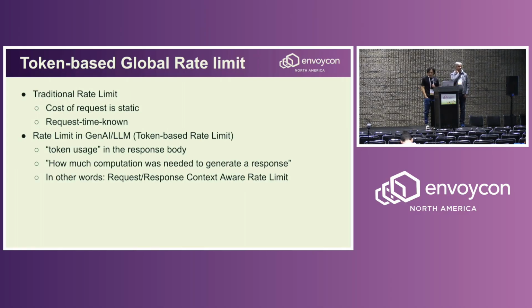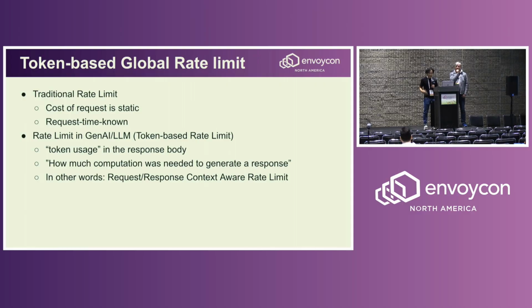So if you think about it, traditional rate limiting is very static. When your request comes in, you decrement the counter. Then when the budget is running out, you're going to reject all the requests from that point. So basically, we associate the cost as a 1, a static request-time norm.